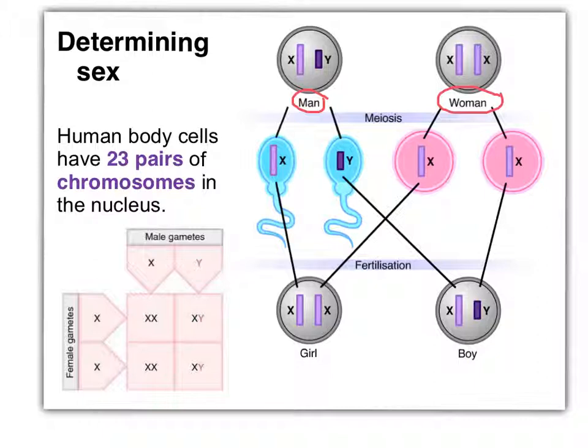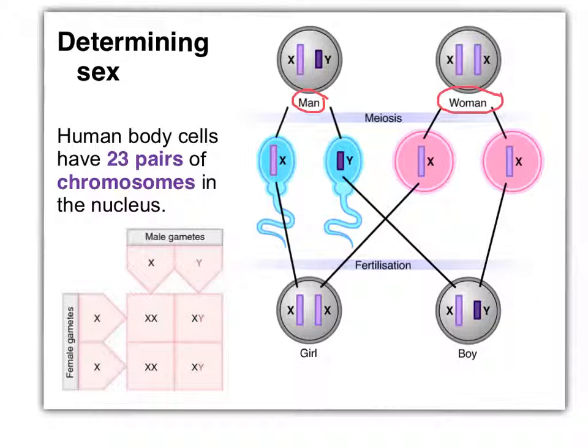Now, if we're trying to work out the chance of the offspring being male or female, we can basically do something called a Punnett square. So what we do is we place the male gametes. So remember, male gametes or sperm can either carry an X or a Y chromosome. The female gametes can only carry X chromosomes. That's why it's the sperm that determines the sex of the child, because it's the sperm that carries the Y chromosome.